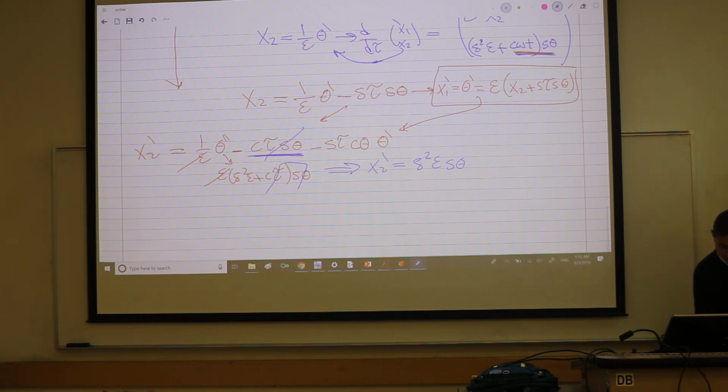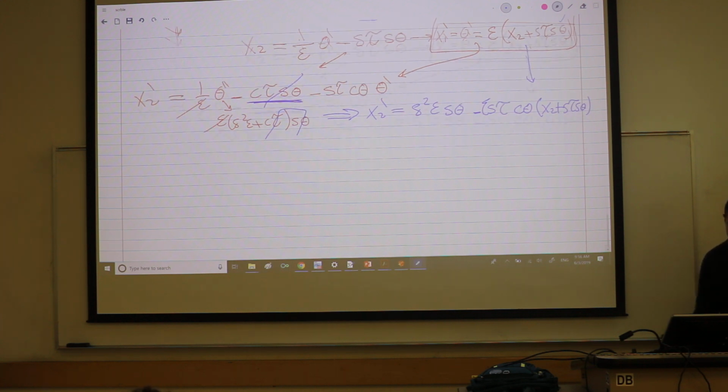So we have this term now, and I have minus sine tau cosine theta theta prime, which is epsilon theta prime coming from here, x2 sine tau sine. So my state space model is ready now.